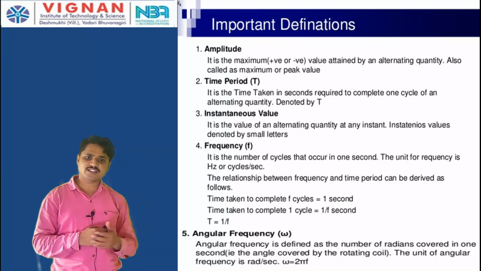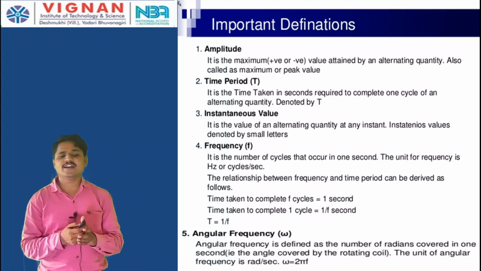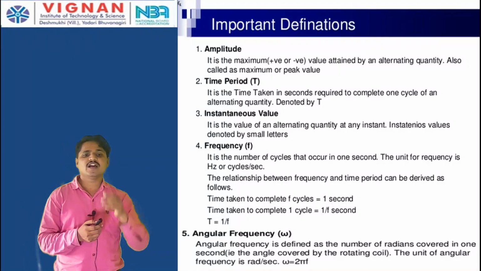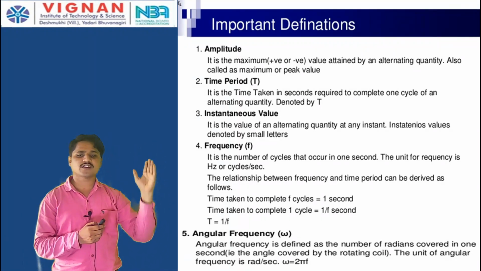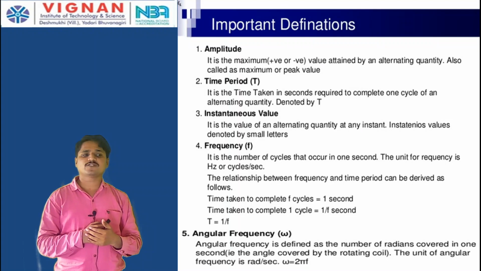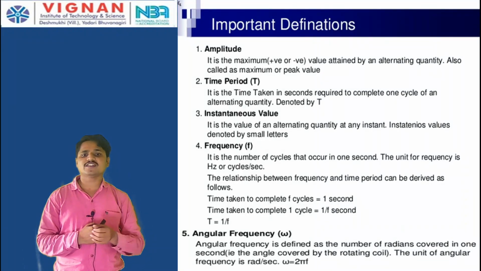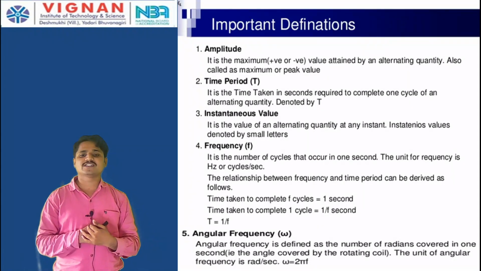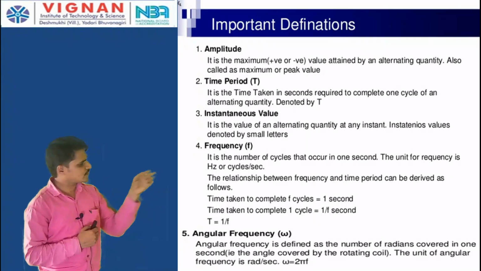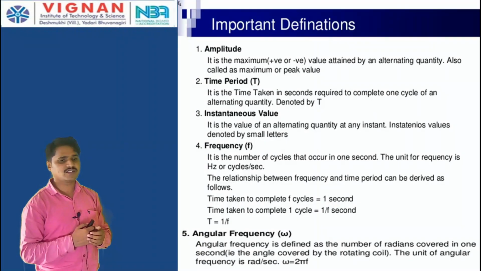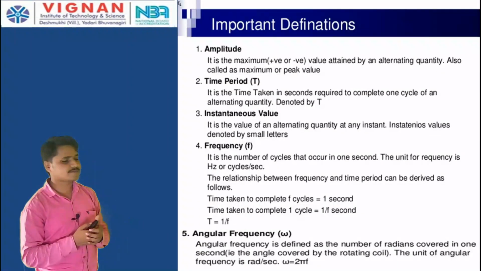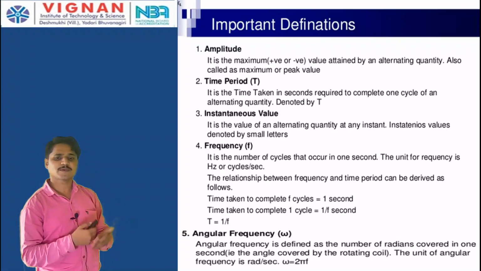Now, next one is the frequency. Frequency is generally defined as the number of cycles per second. That means over a period of time, in 1 second, how many cycles are there. So, the number of cycles that occur in 1 second we call frequency. The unit of frequency is hertz, or we can say cycles per second.